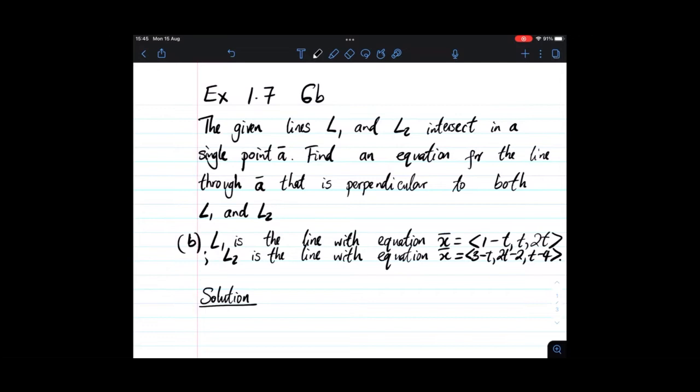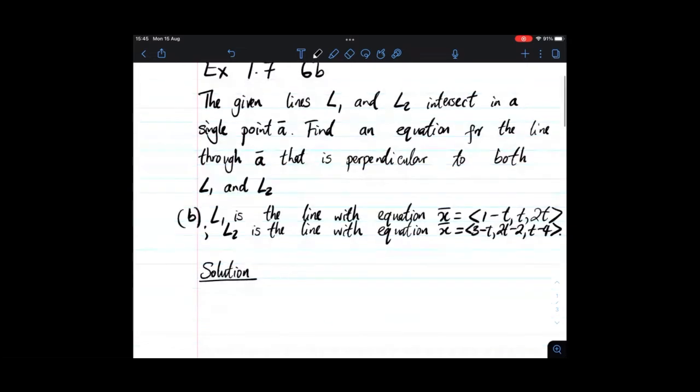Hi, everyone. So we are going to look at exercise 1.7, number 6B, which is part of the homework. And the question says the given lines L1 and L2 intersect in a single point A, and find an equation for the line through A that is perpendicular to both L1 and L2.